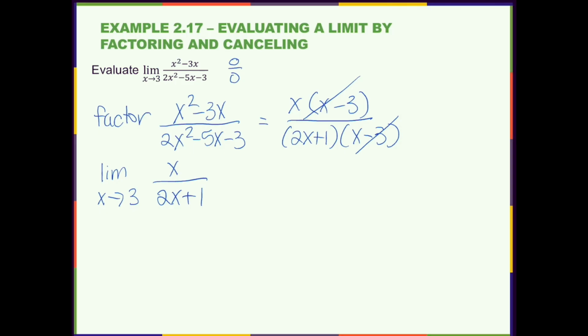So now that we've gotten rid of this factor that caused a problem, because when we plugged in 3, we would get 0 in the denominator, now we can use direct substitution. So if I plug in 3 everywhere I see x, I would have 3 over 2 times 3, which is 6, plus 1 is 7. So my limit is going to be 3/7.